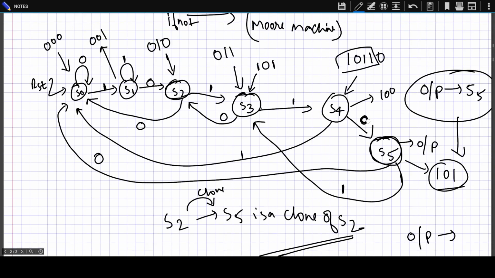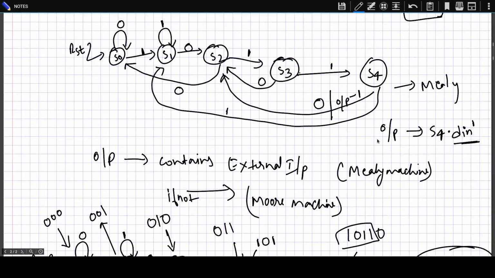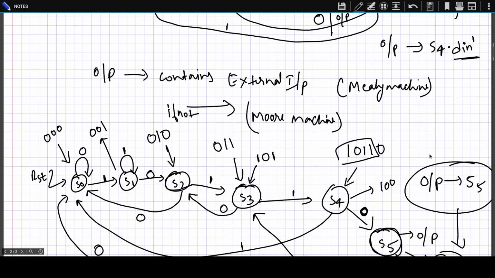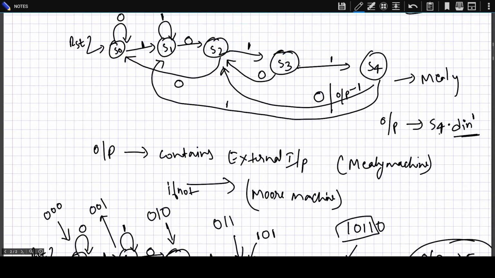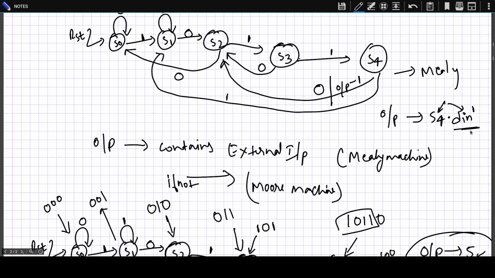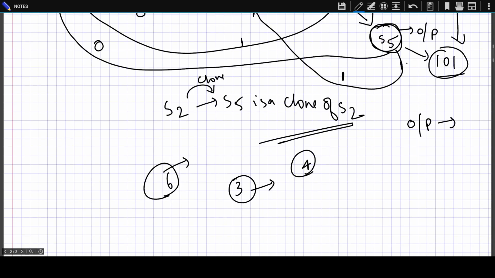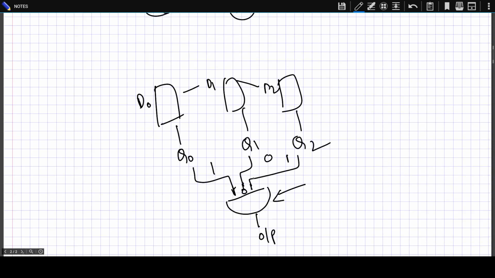So you can see the difference: the output equation now depends only on the state S5, whereas previously in the Mealy machine it depended both on the state and the forthcoming input, that is D in. If it was only 0, then it would trigger the output, otherwise it would not. Here, if it reaches the state S5, the AND gate would automatically detect the sequence 101 and give the output 1. Only for 101 would the output be 1.